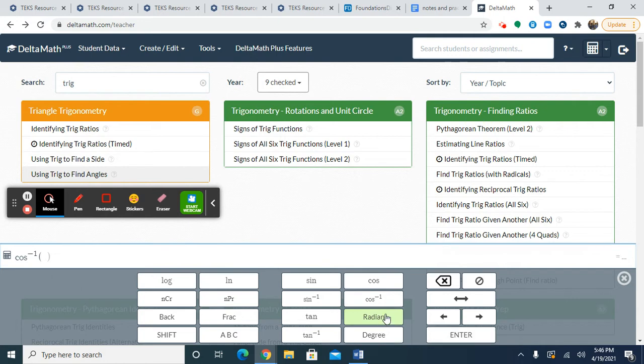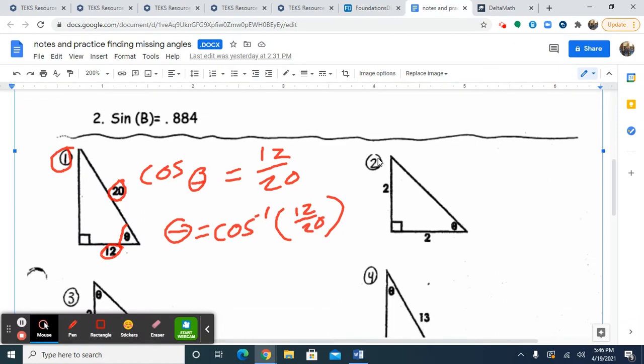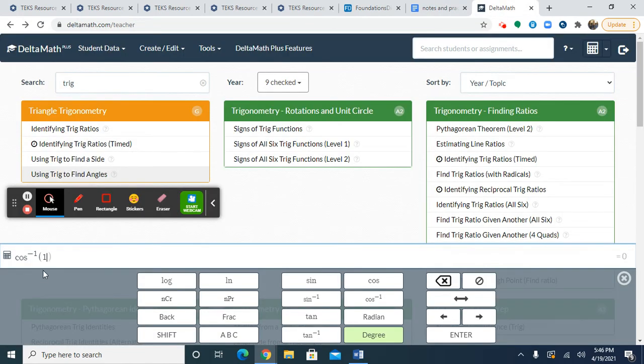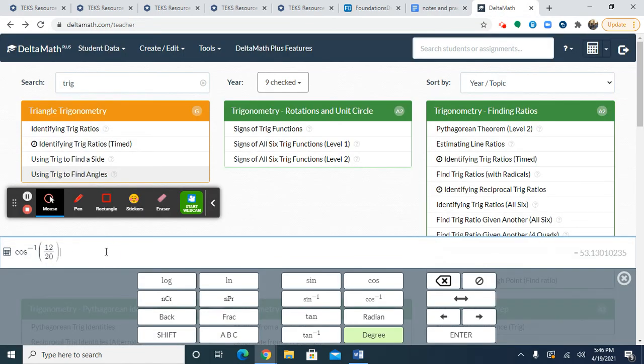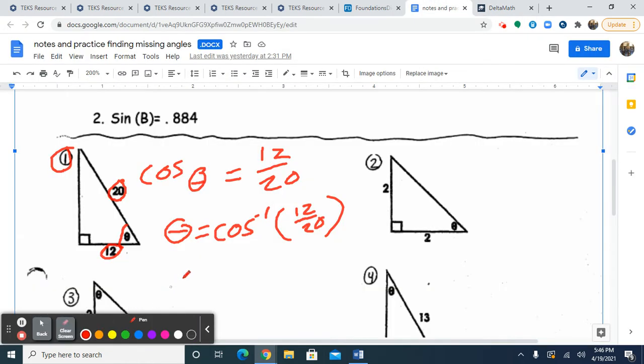Now the important part here is that this is set in radians. We need to switch it to degrees so that we can get the specific angle measure. Now we're finding arc cosine of 12 over 20. So if we do 12 over 20, as you can see, we get the answer of 53.13. We're going to round it to the nearest degree. So the answer here, theta, is equal to 53. So this angle right here is 53.